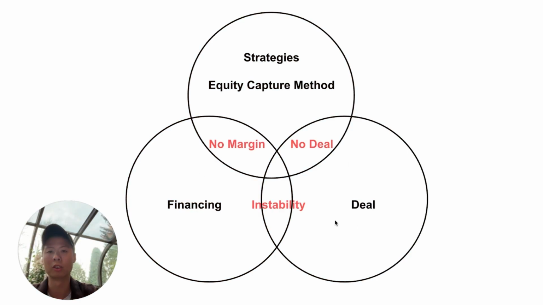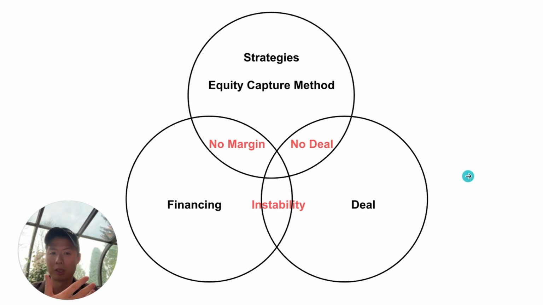So we created this chart. We understand that when a lot of people are looking for deals, if you have the right strategy and right financing, but you don't have the deal, guess what? You're going to have no margin. If you have a strategy and deal, but you don't have financing, there's no deal because you can't close on the property. If you have financing and a deal, but the strategy isn't there or the power team isn't there, you're going to create a lot of instability.